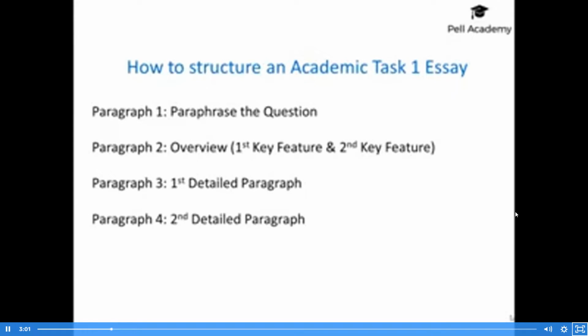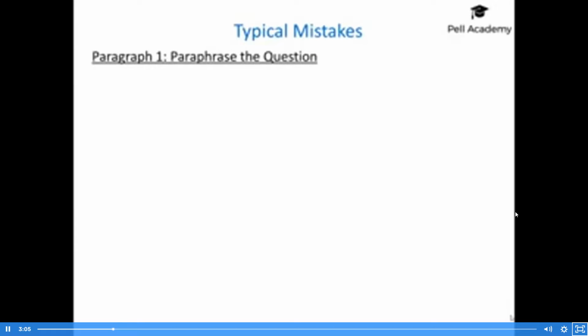So, first, I'd just like to break down the typical mistakes that I've seen over the last few months and from the last few years of my experience in teaching IELTS. So typically, when paraphrasing the question, copying the question, I'm sure you all know this is a big no-no. This is going to reduce your word count and potentially reduce your score for task achievement, so you need to stay away from that as much as possible.